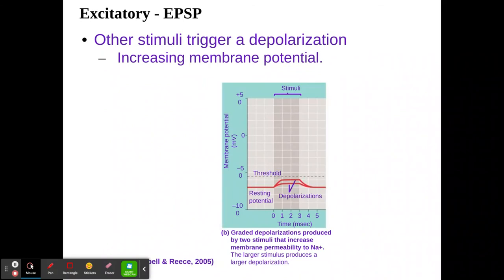Opposite of that, then, is excitatory, EPSP for excitatory postsynaptic potential. And excitatory because we're moving towards threshold, trying to cause an action potential if the depolarization is strong enough. With an excitatory, we're increasing membrane potential.